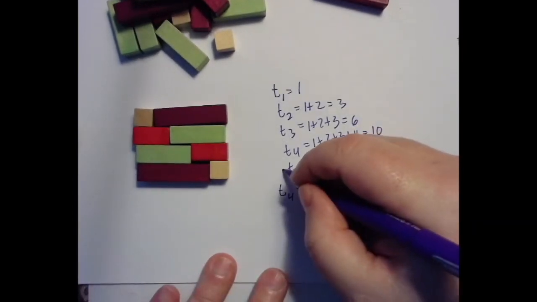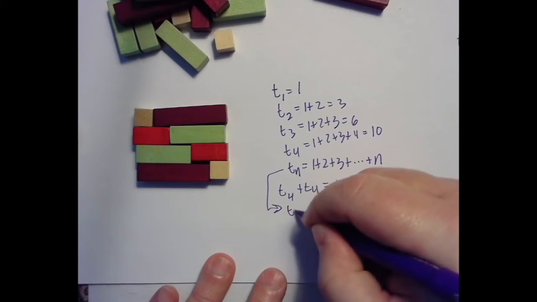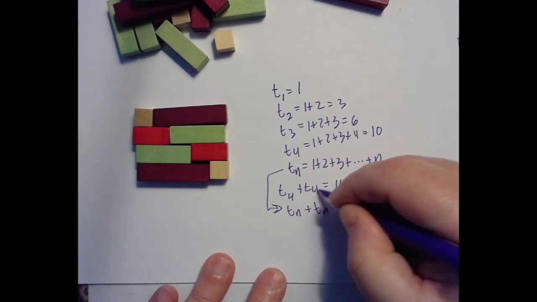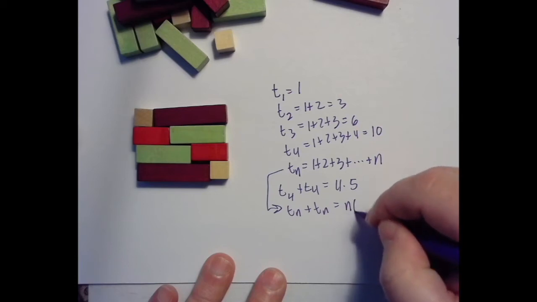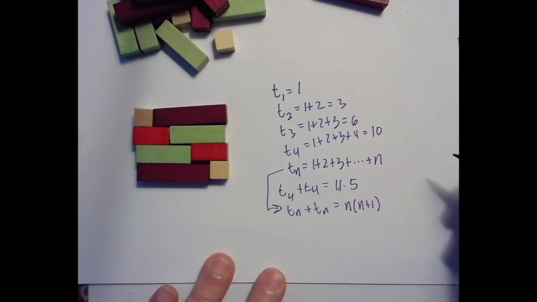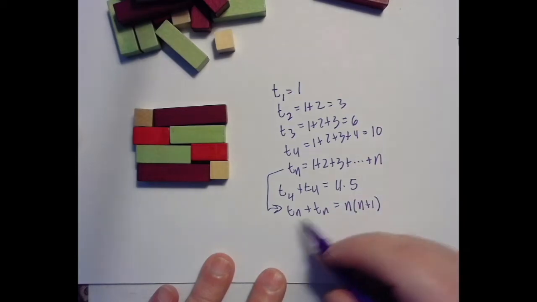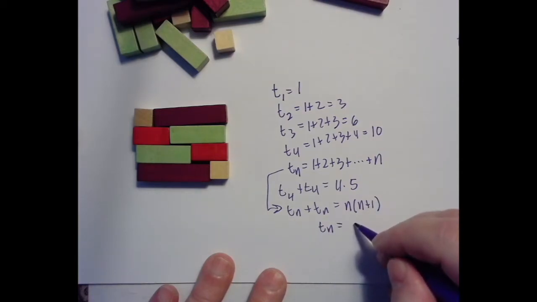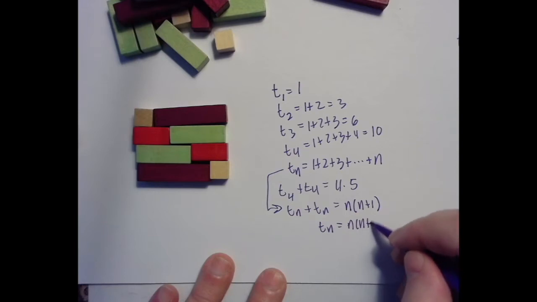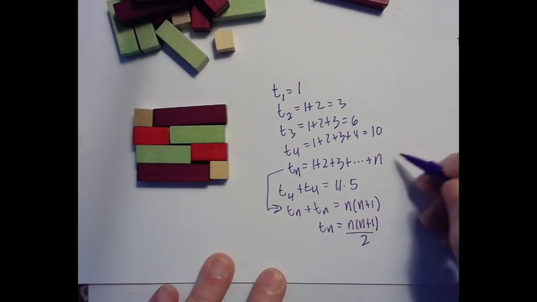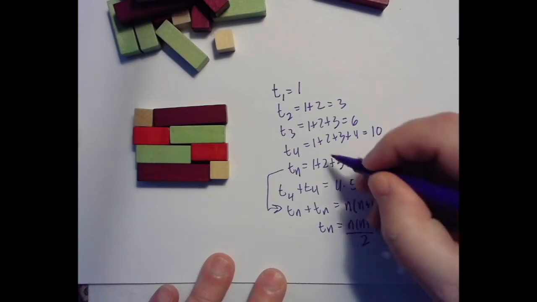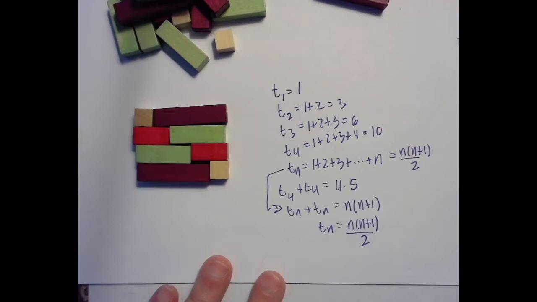Well, if I did this with it and generalized it, I would get Tn plus Tn is equal to n times n plus 1, because that one's 1 bigger. Now because there's 2 of them, I can multiply both sides by a half, and I get Tn is equal to n times n plus 1 over 2. And now we have our formula for the triangular numbers.